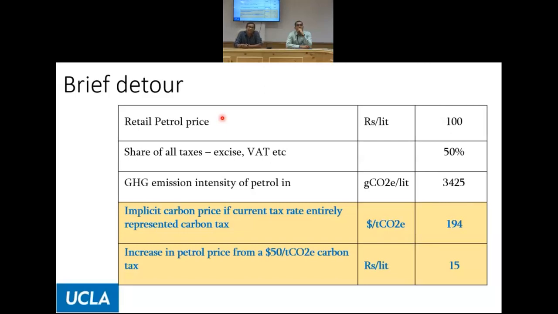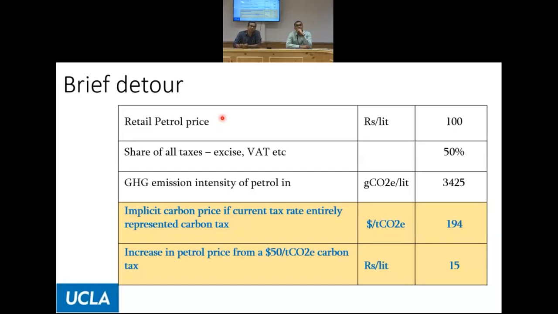If you take the GHG emissions intensity of petrol at 3425 grams of carbon dioxide per liter, and pretend that all of those taxes are not excise or VAT but a carbon tax, what would that mean for the carbon price? What is the implicit carbon price? If all the tax, the 50 rupees per liter, is entirely for carbon, then we are valuing carbon at $200 a ton. That's 194 I put there. That's a pretty hefty price. Of course, none of the taxes is for carbon. It's for government revenue collection.